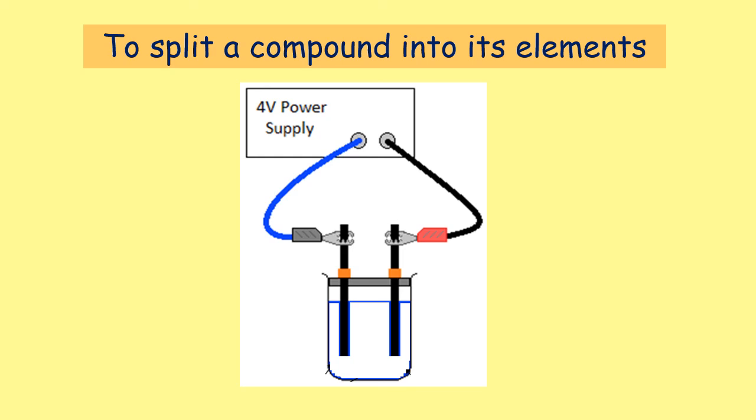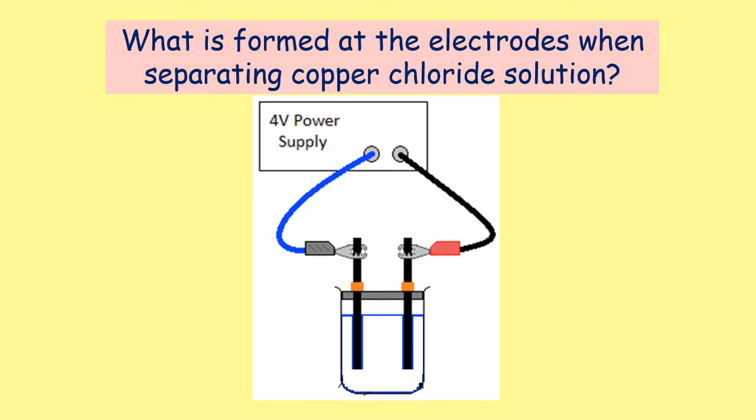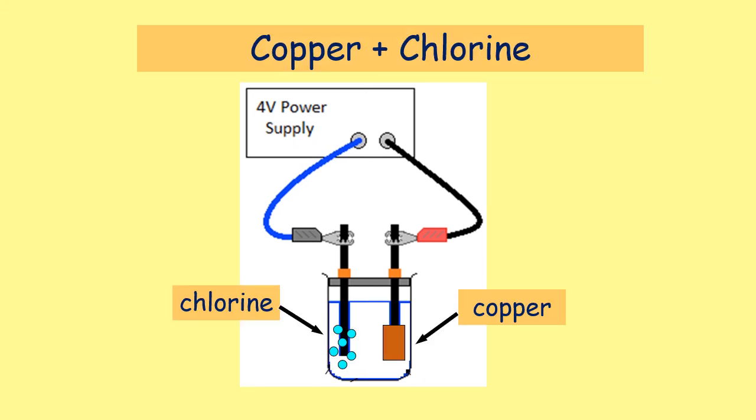And we've got a final question here. If this is a copper chloride solution, what are we going to form at the two electrodes? So the two rods are called electrodes. What are we going to form on each electrode? So it's copper chloride. And what we form are copper on one electrode and chlorine on the other, because that's how we split it. Copper chloride splits into copper and chlorine.